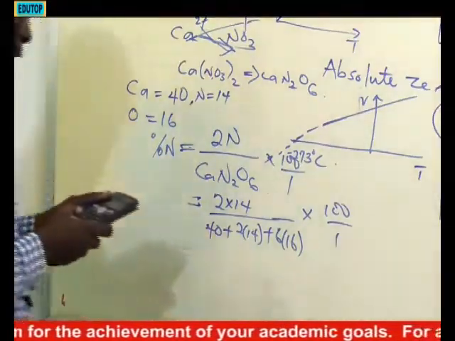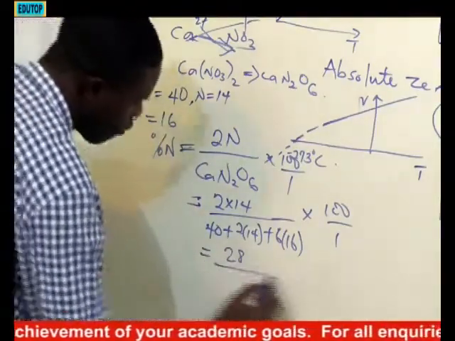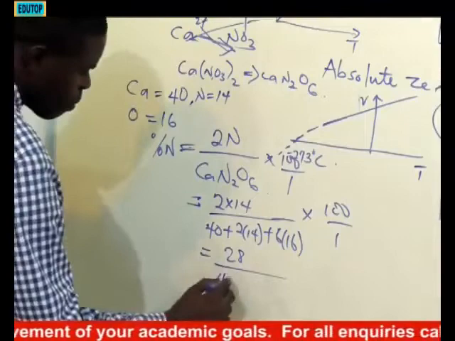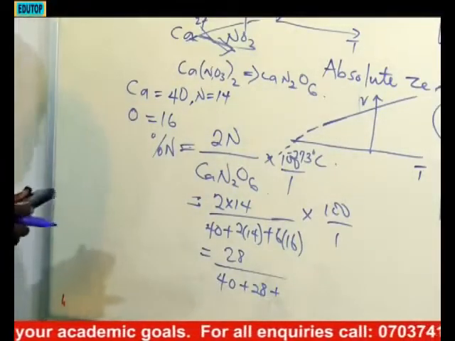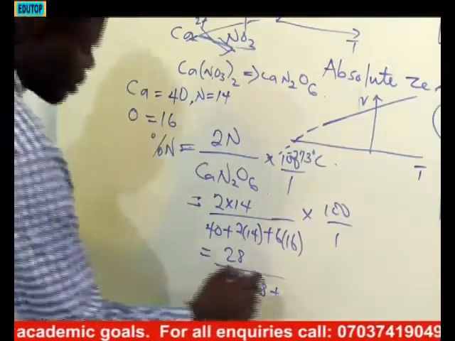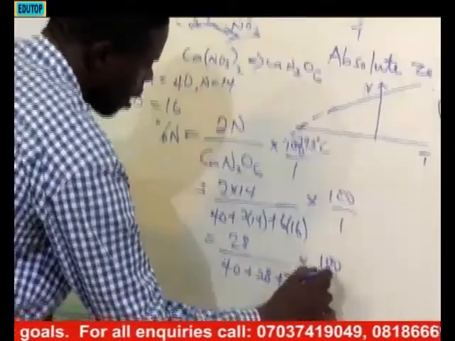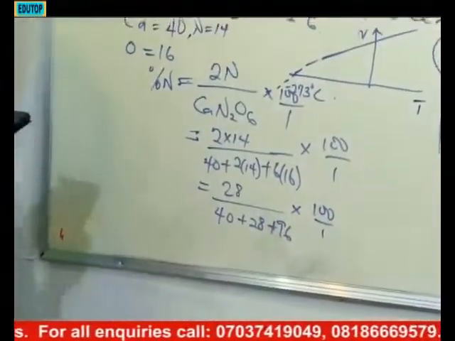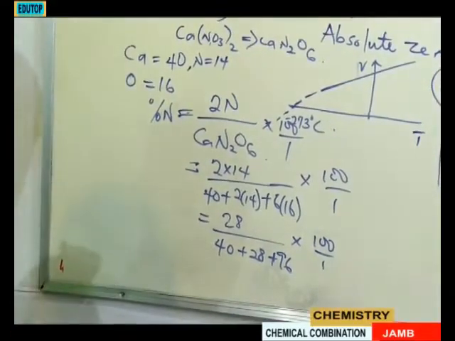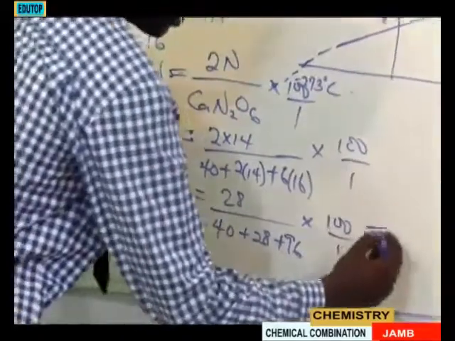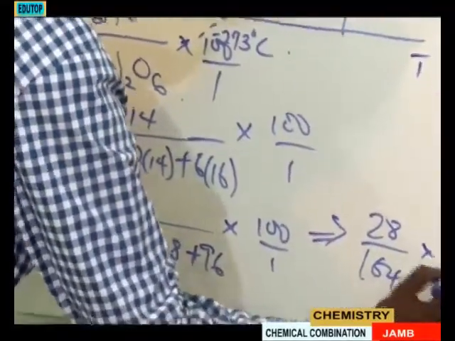By so doing, I have 2 times 14, I will definitely get 28 here over, this one is 40 plus 28 plus 16 times 6, then I have 96. 96 times 100 over 1. So I have 96 plus 28 plus 40. That's 164. So I have 28 over 164 times 100 over 1.